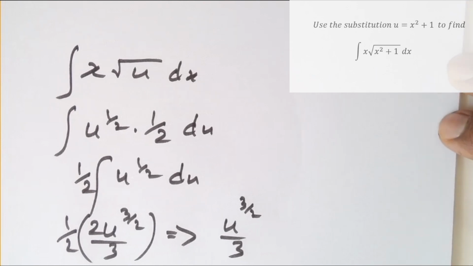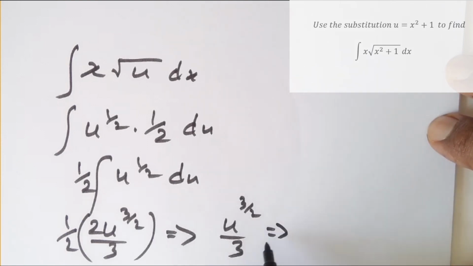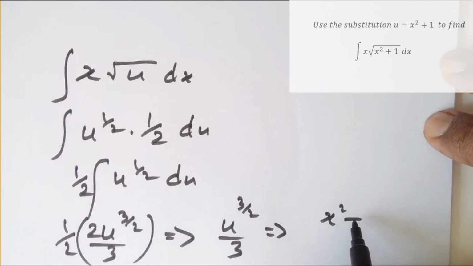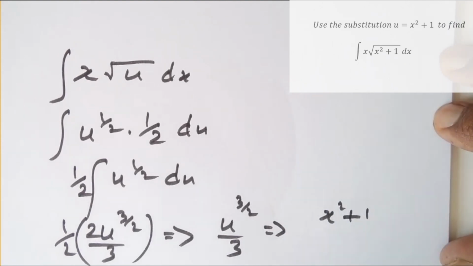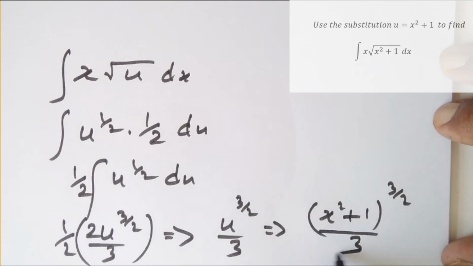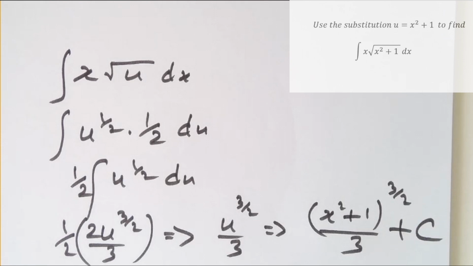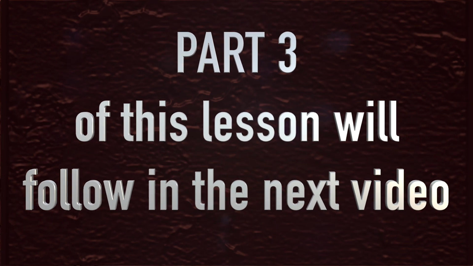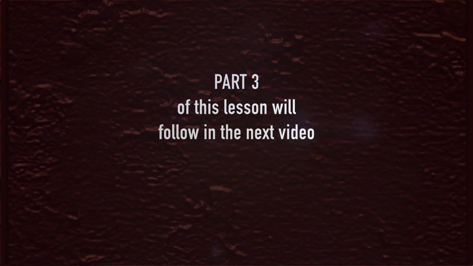Okay, and to finish it off, we look at our integration, and we know that u is x squared add 1, so we can simply write x squared plus 1 to the power 3 over 2, over 3, and end with our plus c. And that would be the answer to question 2.